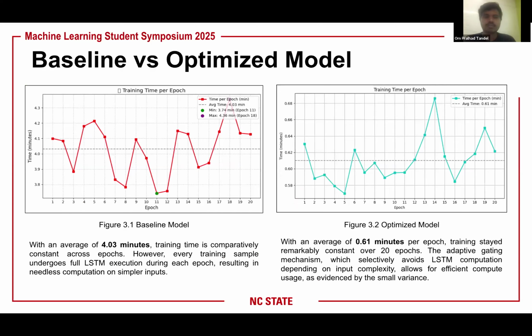The main thing that we have improved from the baseline model is the average time per epoch. As you can see, we were taking 4 minutes to train one epoch, but in the optimized model, we are taking less than 40 to 50 seconds per epoch, which is excellent. Now we will have the results, which will be presented by Avik.